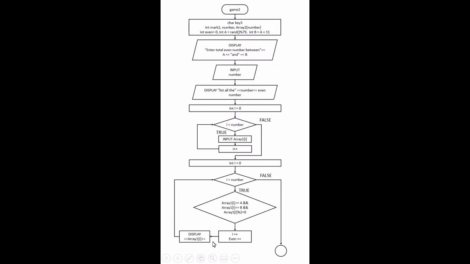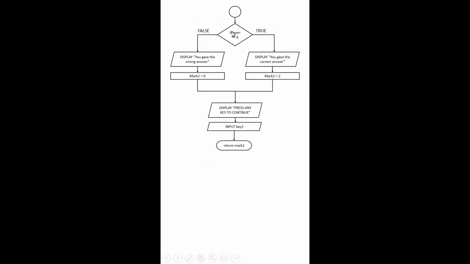And here is game 2. Game 2 is the same as game 1, except here we use even. Here we find the even. So basically the condition here is a bit different, which is equal to 0, whereas previously it was not equal to 0. This is the same thing, and the method to calculate the correct answer is also the same.